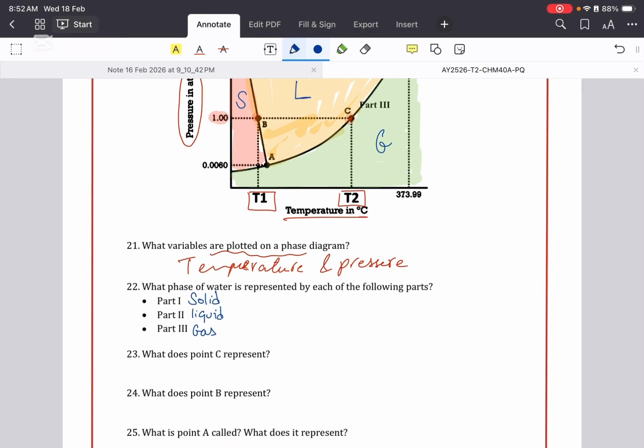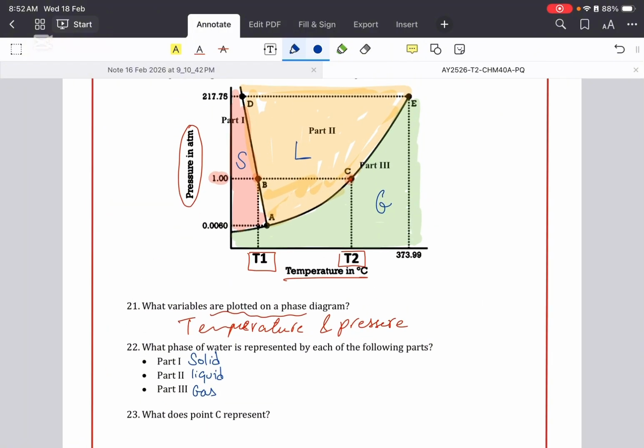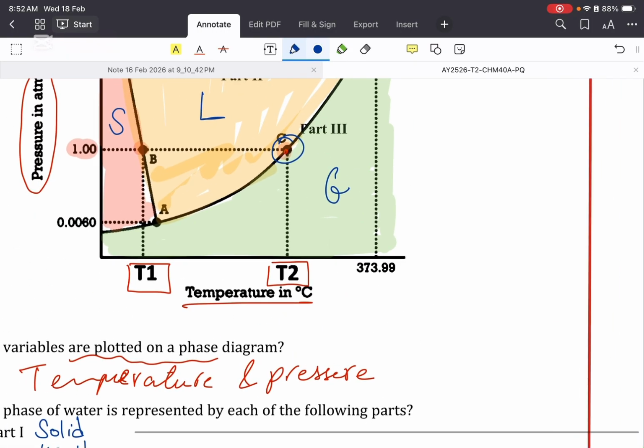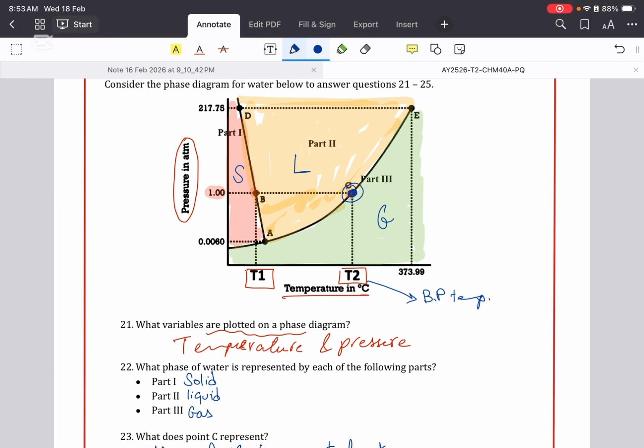What does point C represent? Point C represents the normal boiling point of water. I would like to point out that T2 is the boiling point of water. That's the temperature. That's the normal boiling point, and that's the boiling point temperature.